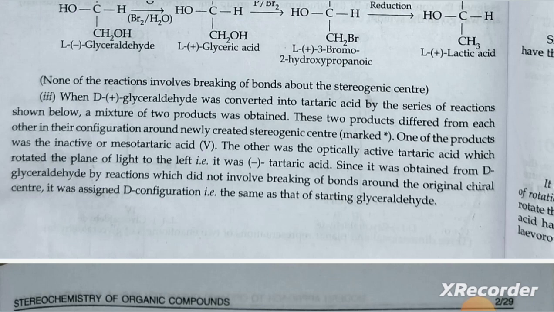Third, when D plus glyceraldehyde was converted into tartaric acid by the series of reactions shown below, a mixture of two products was obtained. These two products differ from each other in their configuration around the newly created stereogenic center, marked with an asterisk. One of the products was the inactive or meso tartaric acid. The other was the optically active tartaric acid, which rotates the plane of polarized light to the left, that is, it was minus tartaric acid. Since it was obtained from D-glyceraldehyde by reactions which did not involve breaking of a bond around the original chiral center, it was assigned D configuration, the same as that of the starting glyceraldehyde.